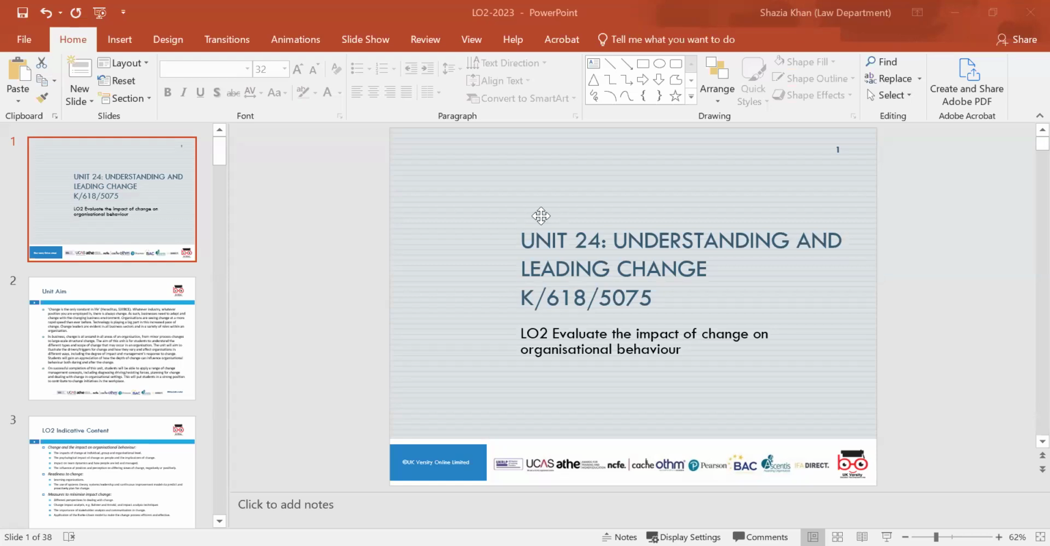Now we're going to go on to doing the second learning outcome, which is Learning Outcome 2, which looks at elements of evaluating the impact of change on organizational behavior. So what involves change within an organization.